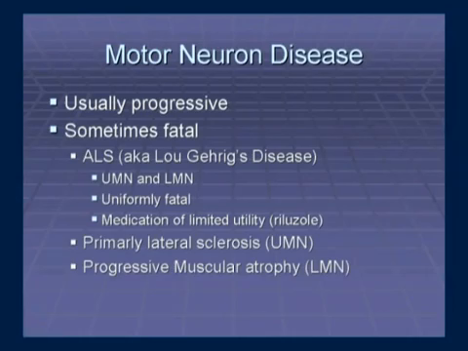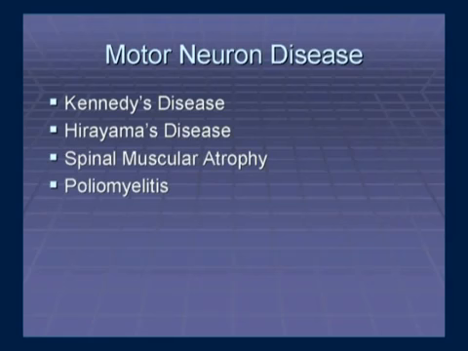Primary lateral sclerosis and progressive muscular atrophy are the upper and lower motor neuron components of ALS. If you just have upper motor neuron, it may be PLS. If you just have lower motor neuron, it may be PMA, and those can turn into ALS. These are some other motor neuron diseases. Kennedy's disease, for whatever reason, you can sometimes see some sensory abnormalities, but the rest of these are predominantly motor.